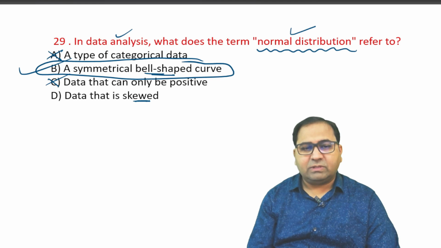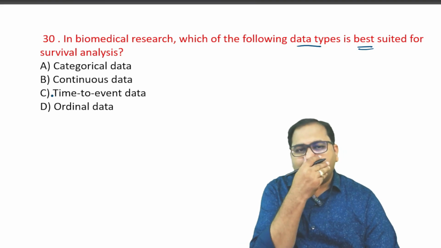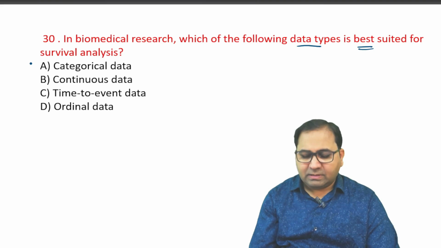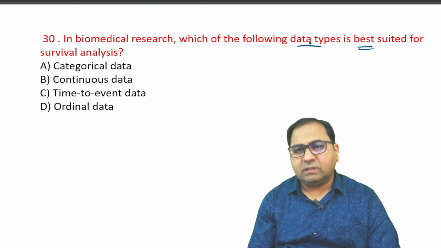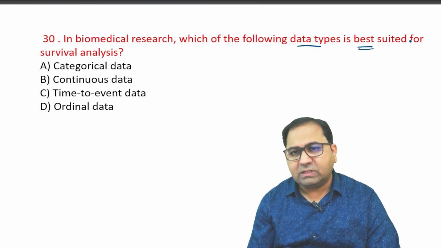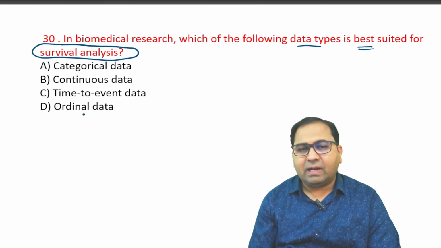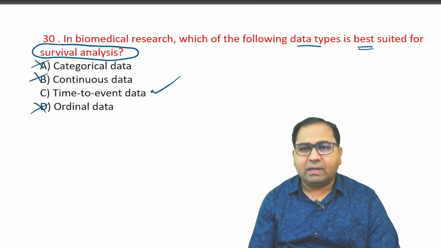Okay, so the next question. In biomedical research, which of the following data types is best suited for survival analysis? The options are A, categorical data, B, continuous data, C, time to event data, or D, ordinal data. For survival analysis, you don't have categorical data, no continuous data, no ordinal data, only time to event data.